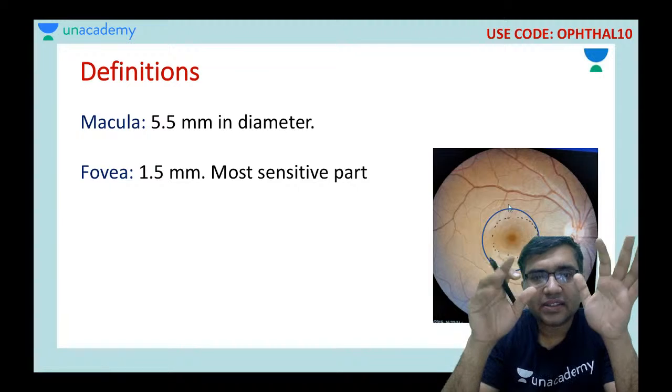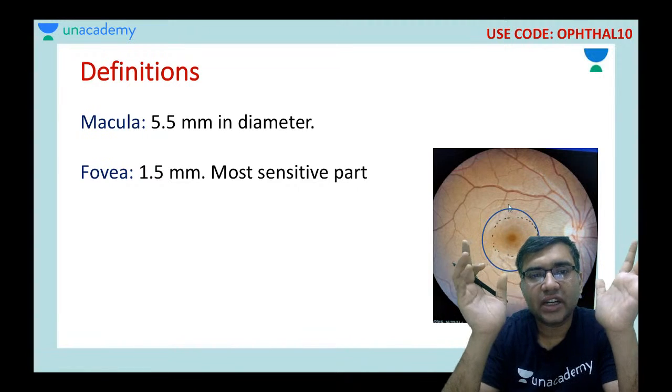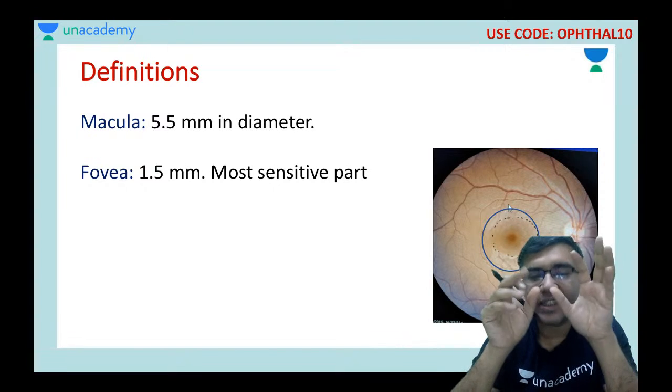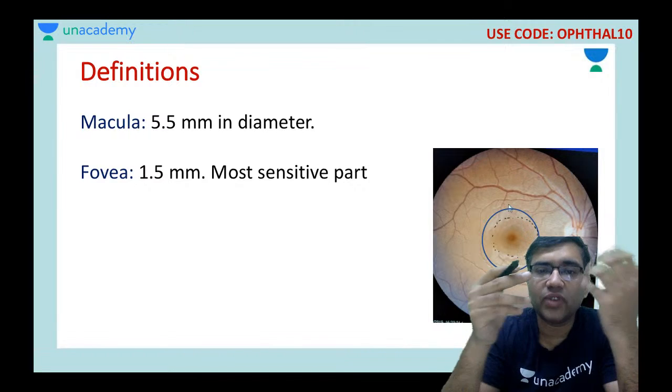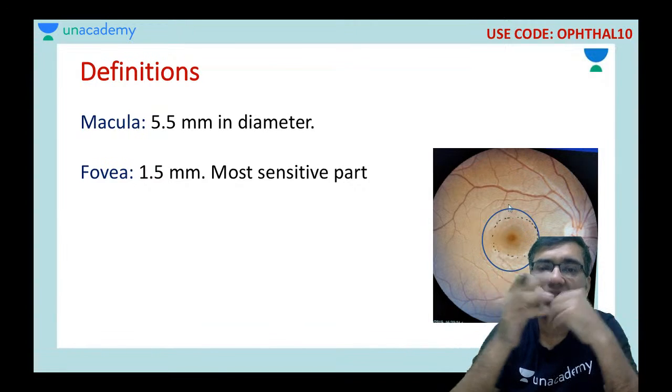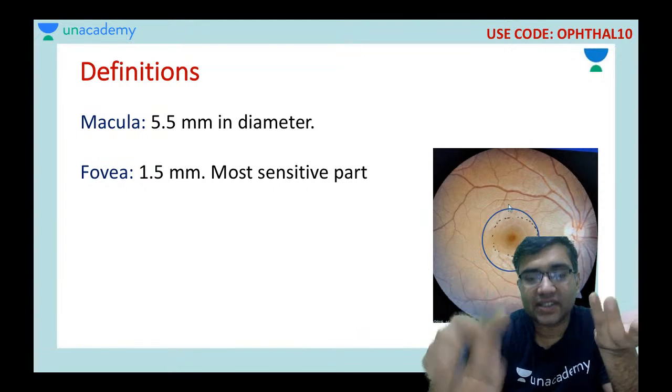So the second thing that you have to remember is, what is the fovea? The fovea is around 1.5 millimeter of the macula. तो मैक्यूला के अंदर भी जो छोटा सा सेंट्रल 1.5 मिलीमीटर पार्ट है उसको हम फोविया कहते हैं, and this is the most sensitive part. So macula is sensitive, fovea is more sensitive.